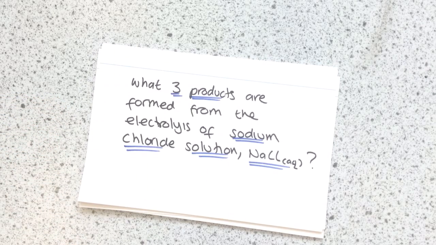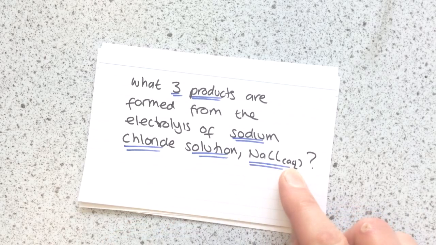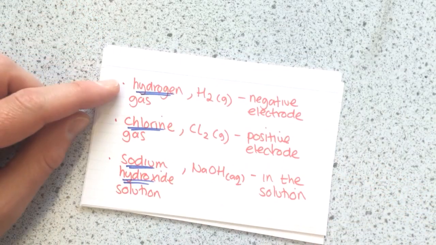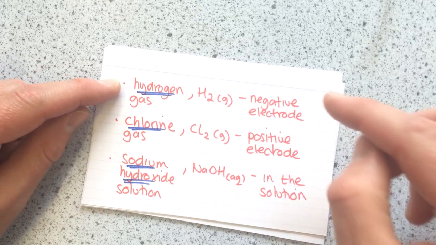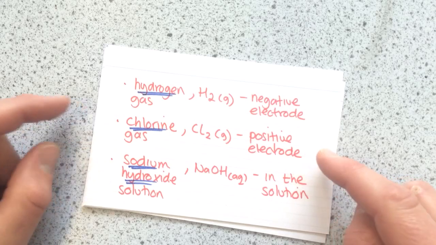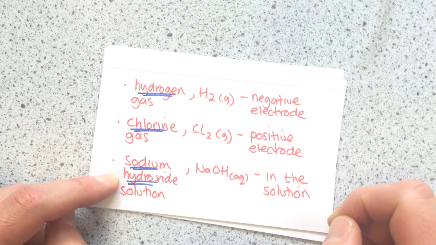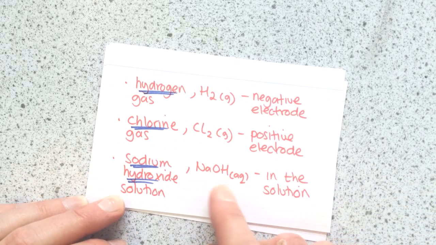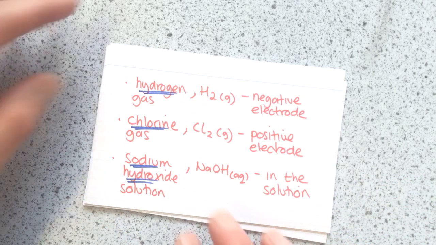Next one then is, what 3 products are formed when you perform electrolysis on sodium chloride solution? So NaCl(aq), that's how you can represent sodium chloride solution. Hydrogen gas is formed at the negative electrode, chlorine gas is formed at the positive electrode, and sodium hydroxide solution is left over in your electrolyte, sodium hydroxide, NaOH(aq). That's how you can represent that.